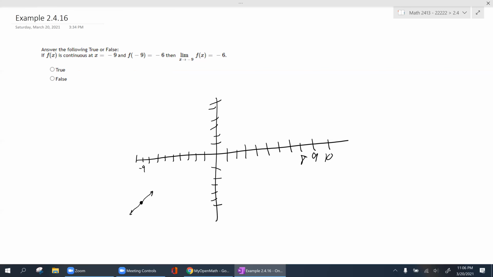And then I'm told, hey, is it true that the limit as x approaches -9 is -6? Yeah, that's true, because my function is continuous at x equals -9, and I know that at that point f at -9 equals -6. Since it was continuous, it must be that. For this example, the limit as x approaches -9 of this function must equal the function at that point. So yes, here would be true.